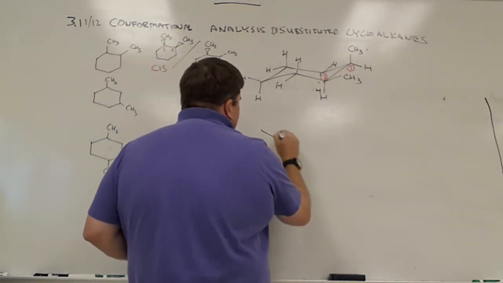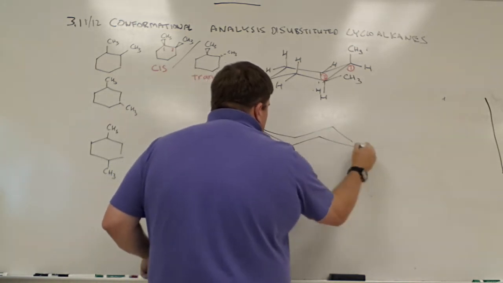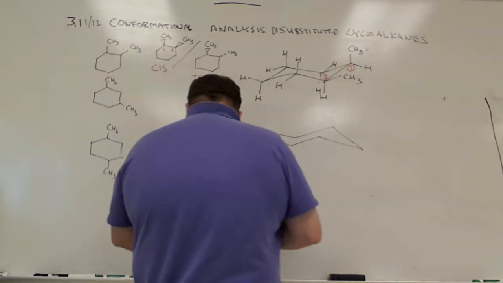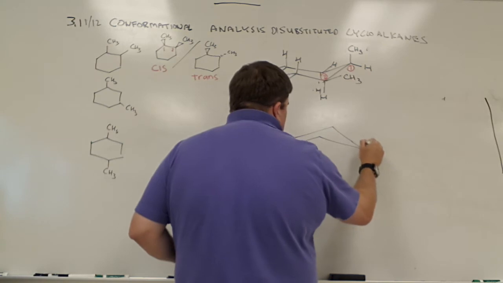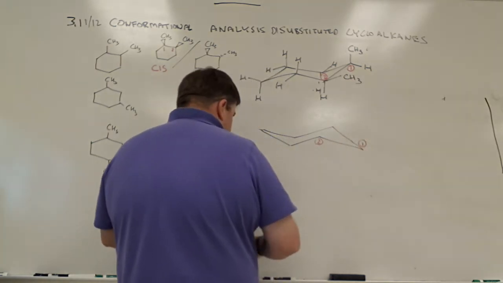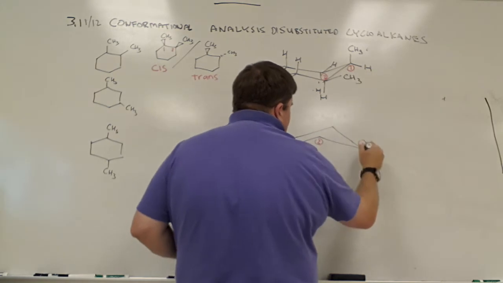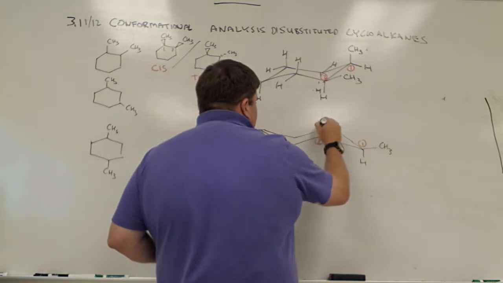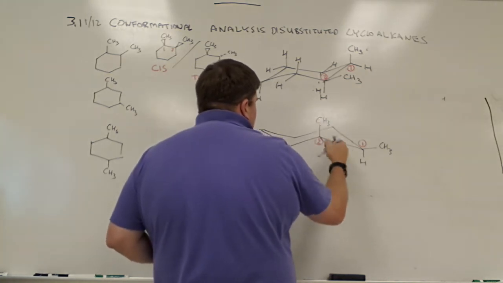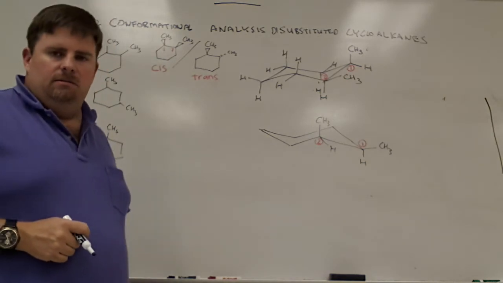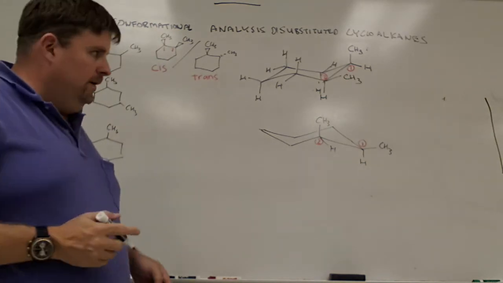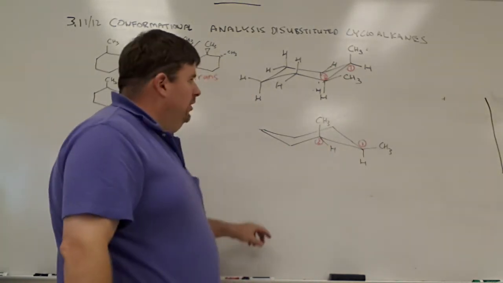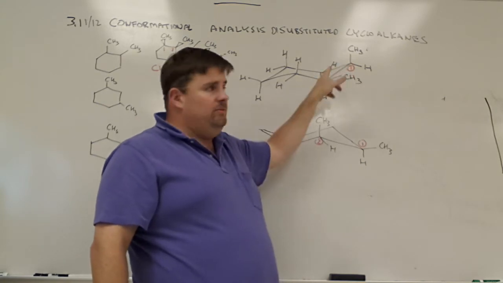If I do a chair flip here, the one position is down here, the two positions over here. Now this CH3 moves to the equatorial position, and this H is down. And this CH3 now moves up into the up position, the axial position. Both of these are still up with regards to each other. One's equatorial and one's axial. Over here, this one's axial and this one's equatorial.